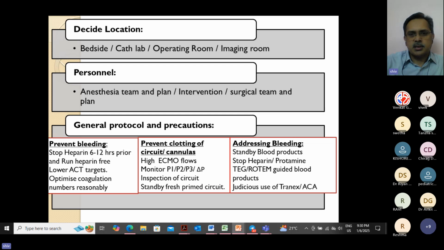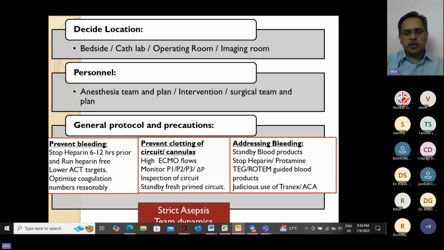Addressing bleeding when it happens is another important thing. So we should have a proper plan. TEG or ROTEM, if you have in your units, is the best way to guide blood product transfusions. Some of these patients may need protamine to reverse heparin, and judicious use of tranexamic acid and fibrinolytics can help address the bleeding issues. And of course, the most important thing is strict asepsis, and team dynamics is very, very important. We need to communicate, because there are multiple teams involved in these situations, and good, proper communication is very, very important between the teams, and also between the teams and the families.